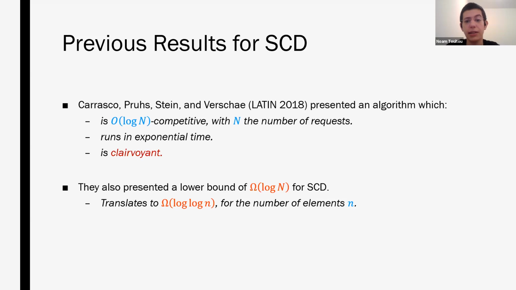They also presented a lower bound of omega of log capital N for the set cover with delay problem, which matches their guarantee. But if we try to translate it to something that depends on the number of elements in the universe rather than the number of requests, then that only translates to log n.